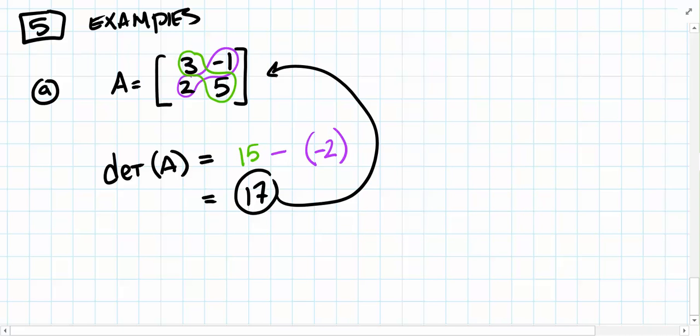Okay, your calculator, of course, has the ability to do this. I want you to know how to do it on the calculator, but it's not enough just to rely on that calculator the whole time. So here we go. Let's plug this in together. So second matrix, edit.